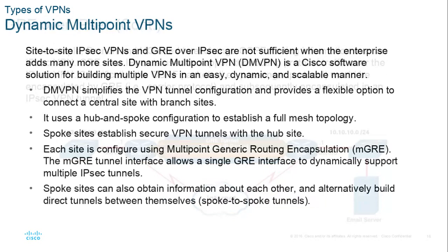Dynamic multipoint VPNs. If we add more sites, Cisco, this is Cisco marketing fluff, we can add a feature to use generic routing encapsulation, the multipoint feature, and have multiple branch offices using a hub and spoke technology, and be able to connect with the other branch offices as well as the home office.